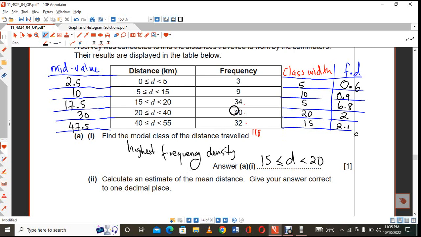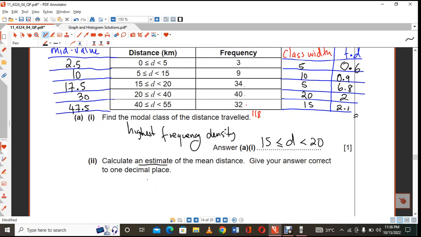Then you come to the frequency. But since the class widths are not the same, you cannot say the one here is 40 because it has the highest frequency. No, the class widths are not the same. This one is 5, that's 10, that's 5, that's 20, that's 15. So if the class widths are not the same, you are looking for the one with the highest frequency density. Hence, I calculated the frequency density here. This frequency density is also going to help me complete the histogram in this question paper. And the mid-interval values are going to help me find part 2, which says calculate an estimate of the mean distance.